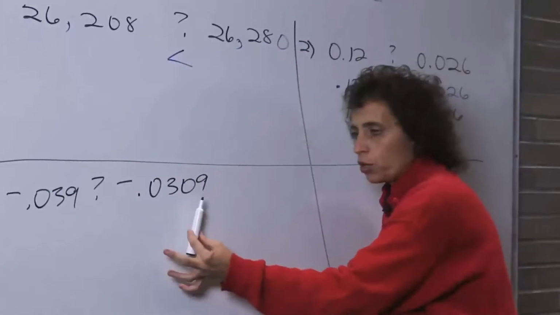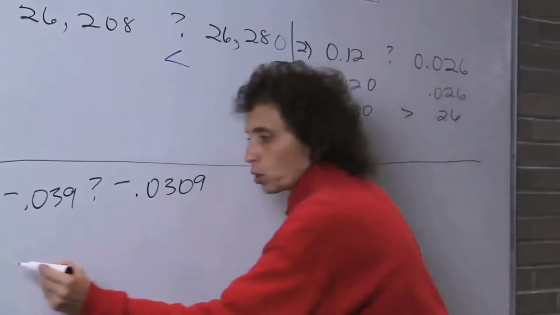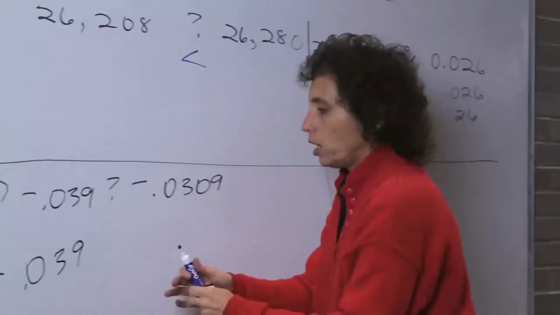All right, let's look here. 0.039, 0.0309. This has 3 decimal places. This has 4. So I'm going to write this with another decimal place.